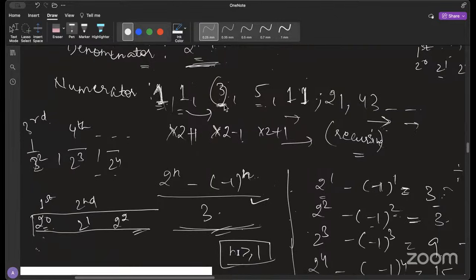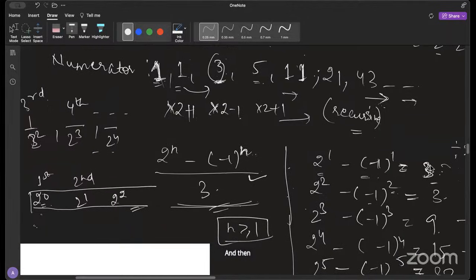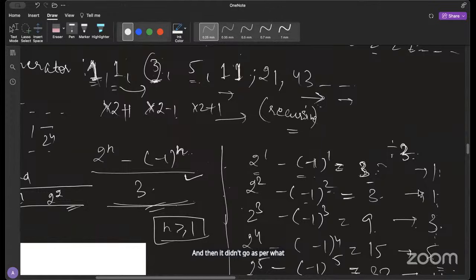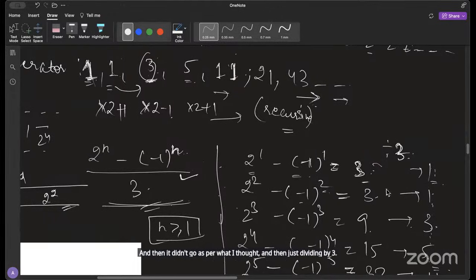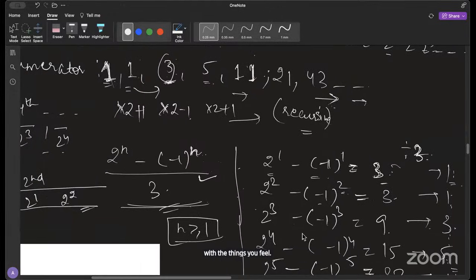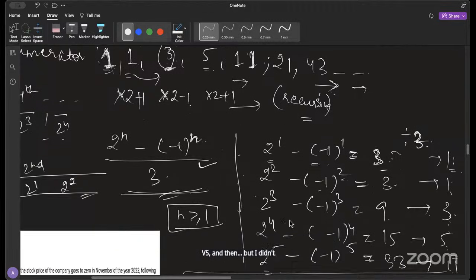I thought it from here only, from the 3-1. So if you could just do these things, and then it didn't go as per what I thought, and then just dividing by 3 made the things easier. I was expecting it to turn out to be something like this only from 3, 5, but I didn't get any of it.